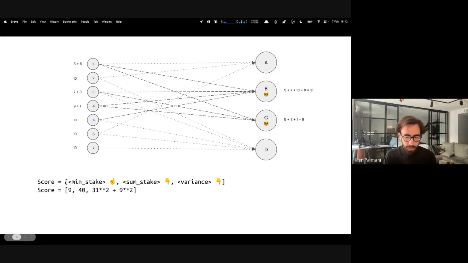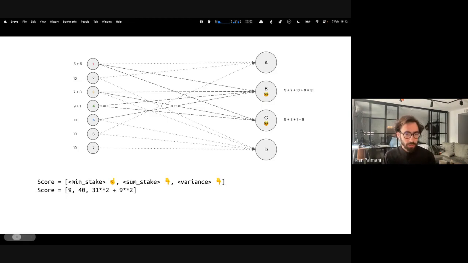The score criteria that we have at the moment is that we want the minimum backing stake among all the elected ones to be maximized. We want the sum of backing stake, again among the winners, to also be maximized. Ignore this emoji, this is wrong. And we want the variance of the backing stake among the winners to be minimized.